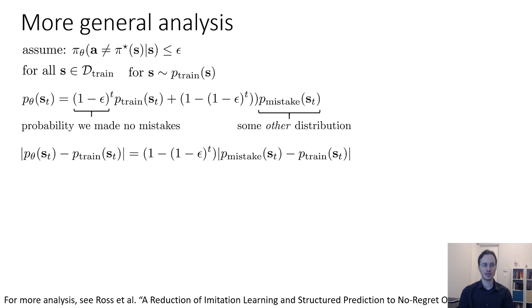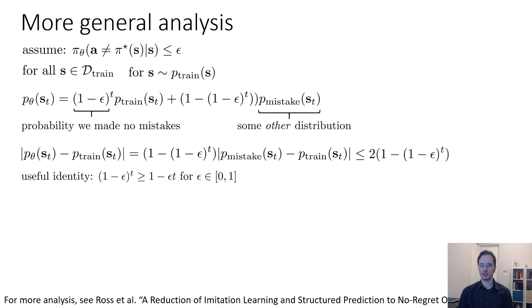Now remember that we can't say anything about p_mistake, so the only bound that we can put on the total variation divergence between p_mistake and p_train is the maximum error between two distributions, which is 2, right? Because the distributions sum to 1. In the worst case, one of them will be 1 in one place and the other will be 0. The other one will be 1 in another place where the first one is 0. So the only bound that we can put on this, if we don't know anything about p_mistake, is 2 times (1 - (1 - epsilon)^t).